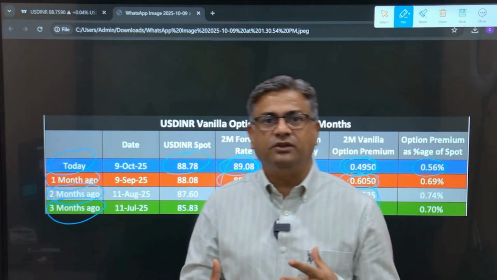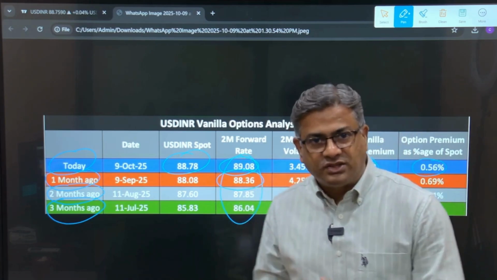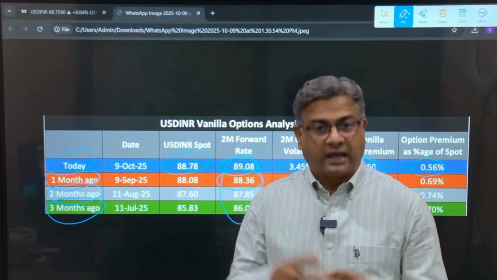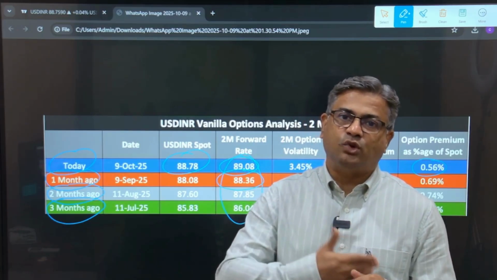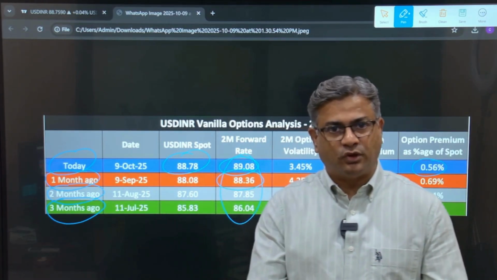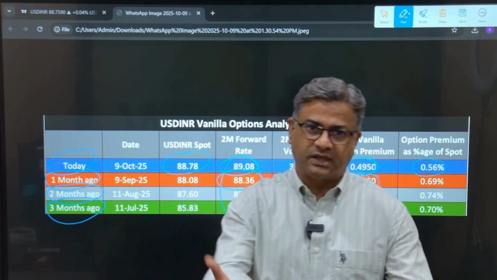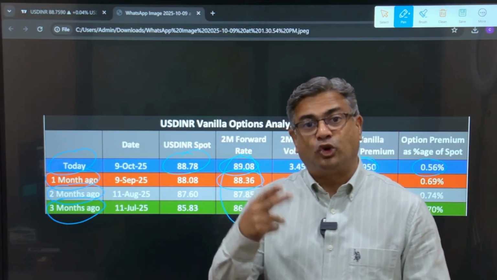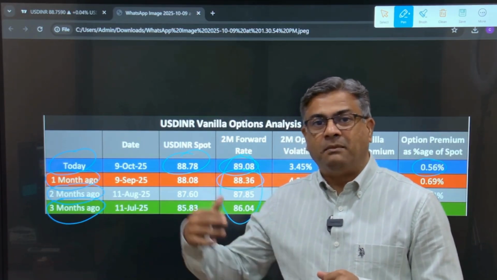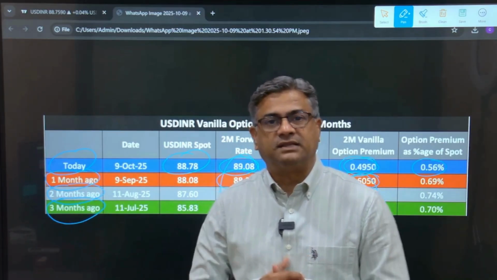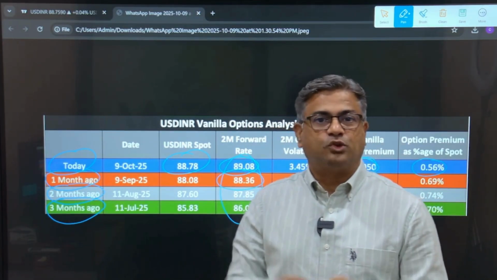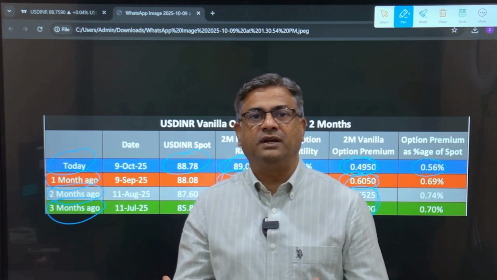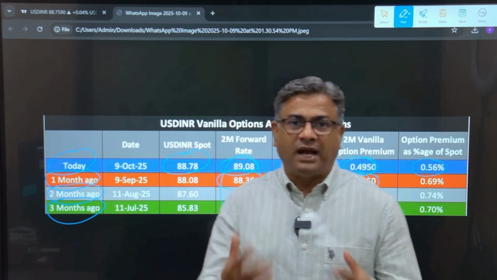So the conclusion for managing the dollar INR risk in current times is to use a vanilla option. The first very big advantage is that it gives you unlimited benefit if the market moves in your favor. If the market goes against you, obviously it gives you that protection, and all at a cost of around 49 to 50 paisa for 2 months. The same cost a month ago or 2 months ago was around 60 to 65 paisa. So the vanilla option cost has come down, it has become cheap. So you get unlimited benefit at a cheaper price. That is what you need to do.